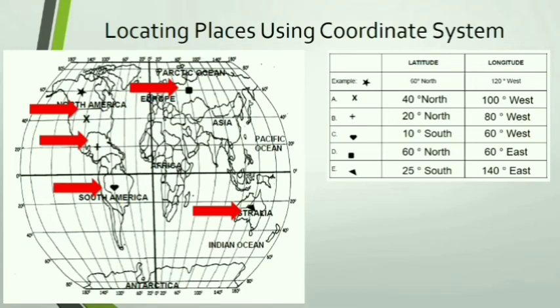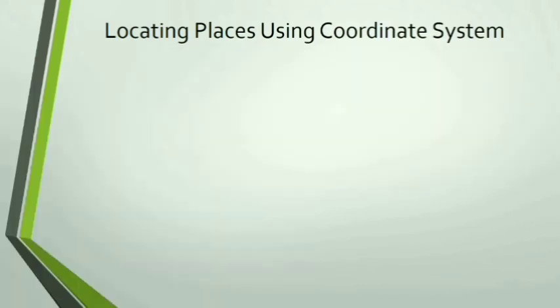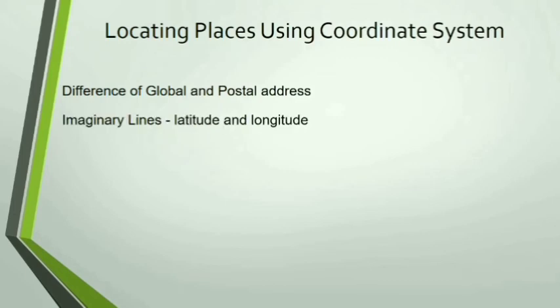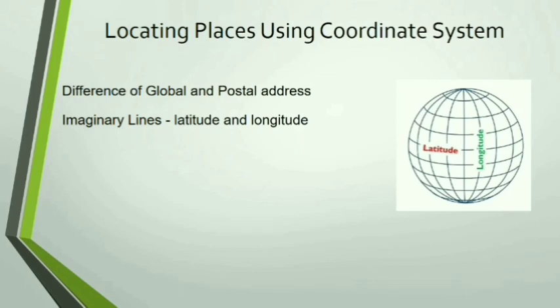Now that you're adept with locating places on Earth, let's have a recap of our lesson. We have the difference of global and postal address. The global address consists of latitude and longitude, while the postal address consists of the name of the places. Imaginary lines are used to locate places on Earth. It has the latitude and the longitude. Latitude, the fixed point is equator, which is 0 degrees. Longitude, the fixed point is the prime meridian, which is again 0 degrees.